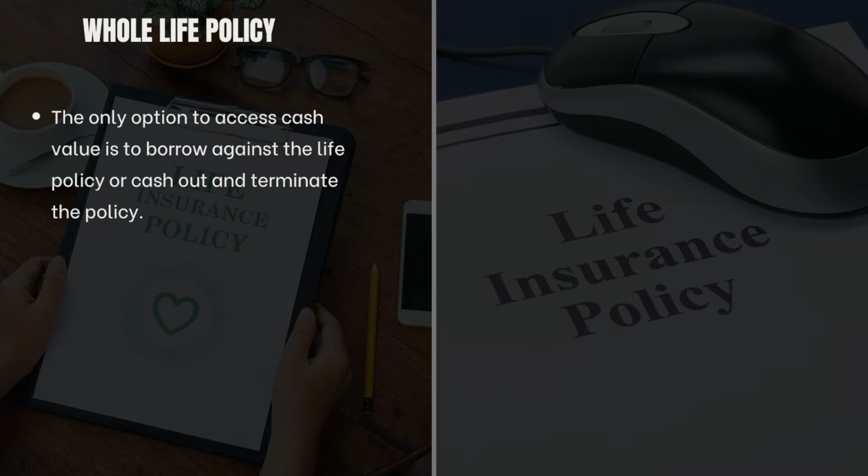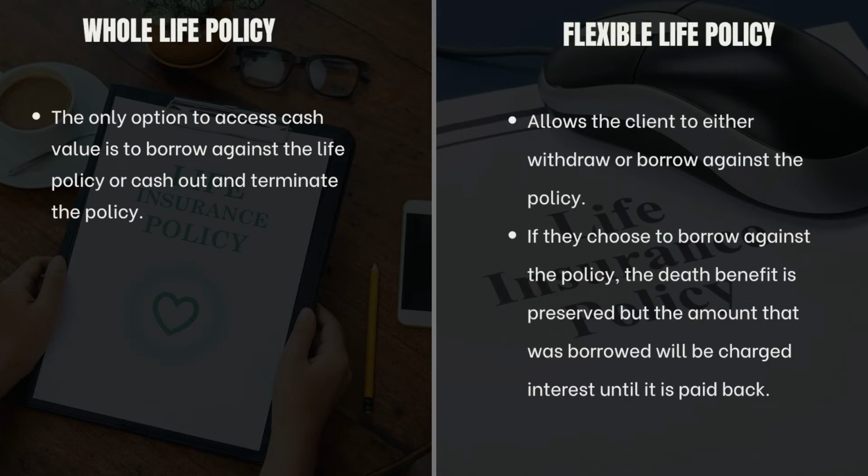A flexible life policy, on the other hand, allows the client to either withdraw or borrow against the policy. If they choose to borrow against the policy, the death benefit is preserved, but the amount that was borrowed will be charged interest until it is paid back. A client may choose this option if they have a long-term need for the purchase amount of the policy and feel that they can put back the borrowed amount in the short term. They may also choose this option if they have gained a good amount of return over the premium payment and may have high tax liability if they withdraw on the cash value.